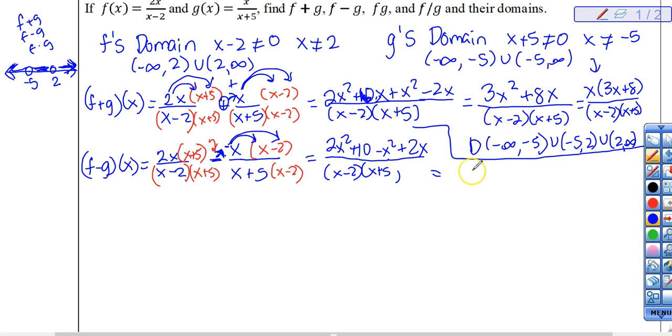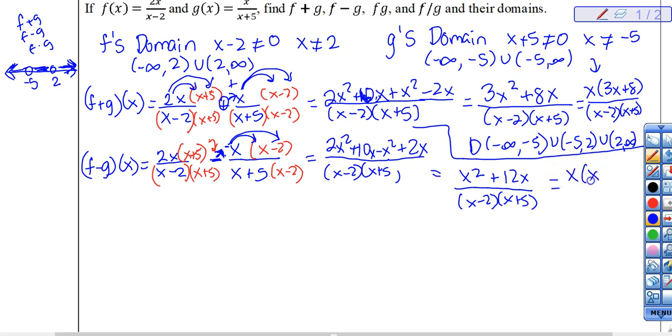So combining our like terms in the top, 2x squared minus x squared is x squared. 10, that's a 10x. Ooh, I forgot that x. And I'm really struggling with the 10x today. 10x plus 2x is 12x all over x minus 2, x plus 5. And we're careful mathematicians, so we want to make sure we can't simplify that.